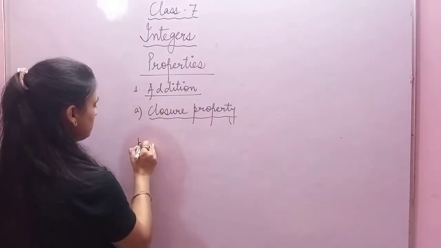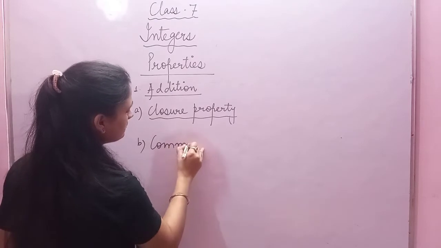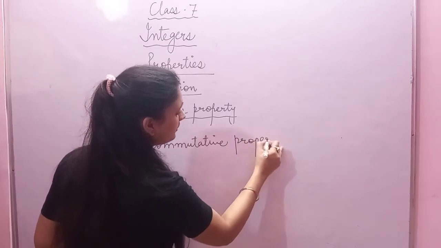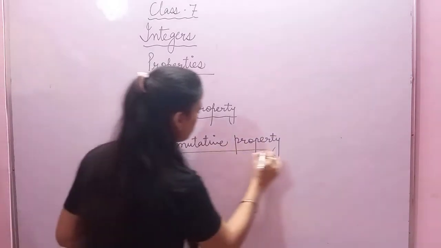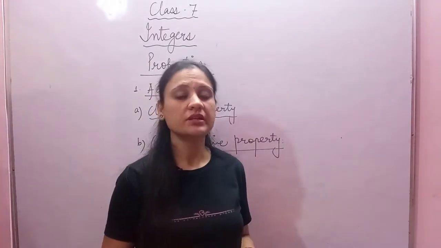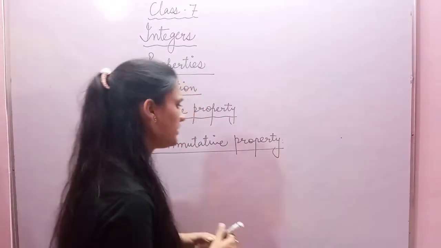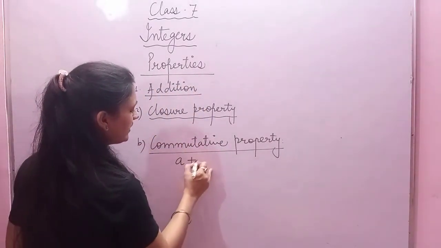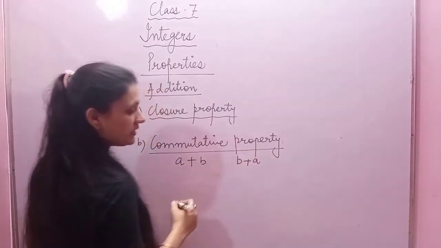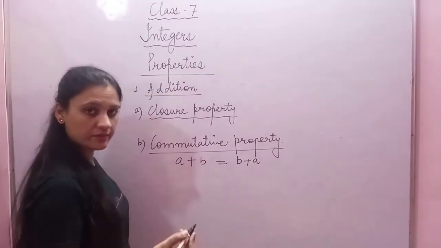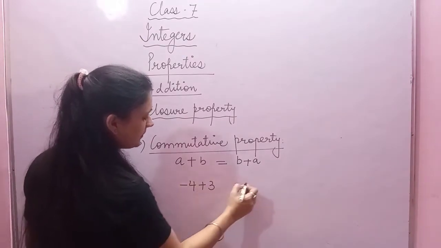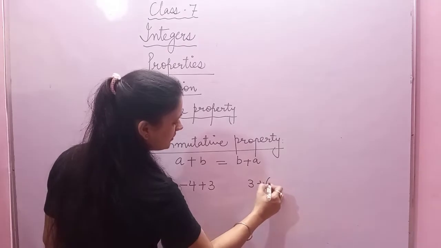Next is commutative property. Very important property. Commutative property means change of order. When you change the order of the integers, the answer remains the same. What does it mean? Suppose the two integers are a and b. If you add a plus b, or if you change the order, b plus a, the answer remains the same. For example, let us write down -4 plus 3 and here 3 plus -4.